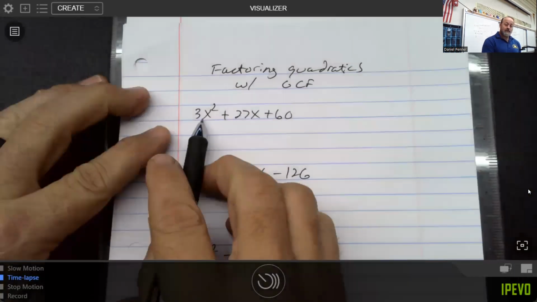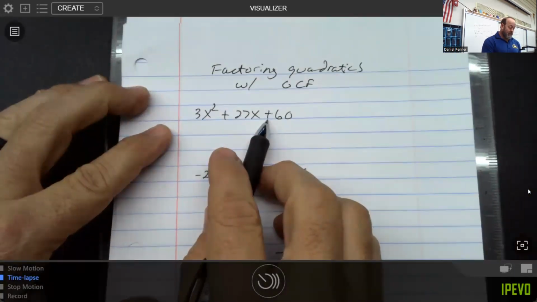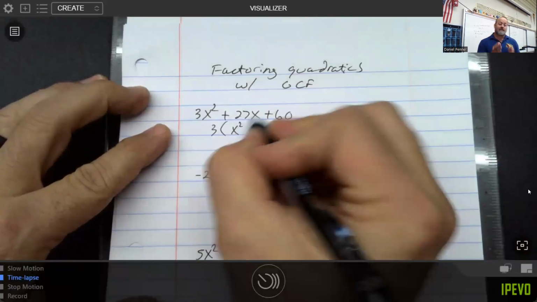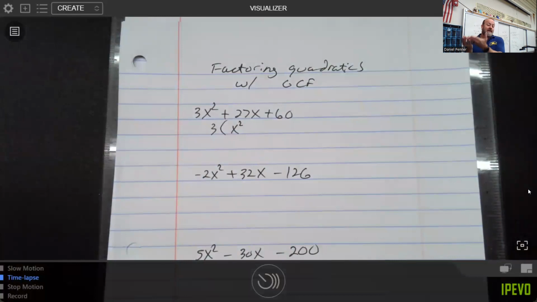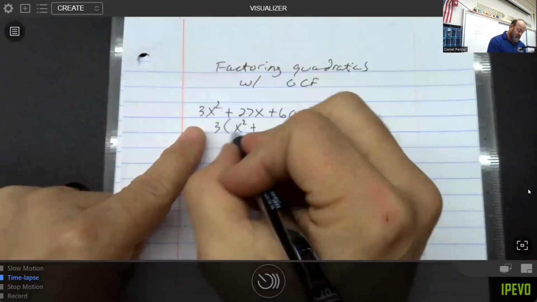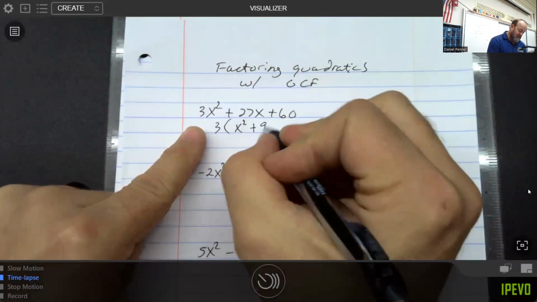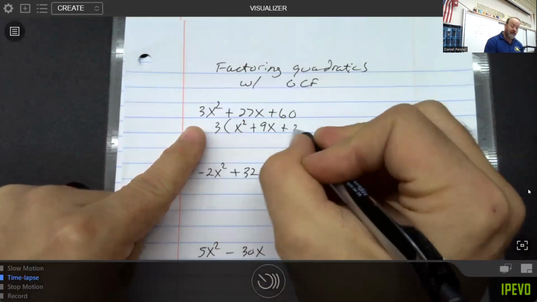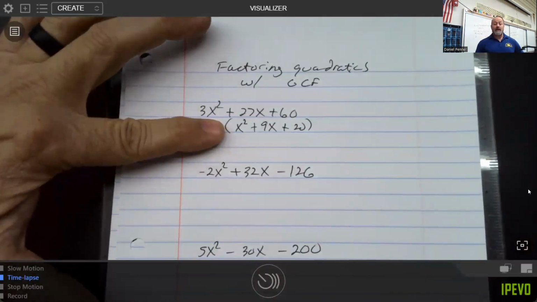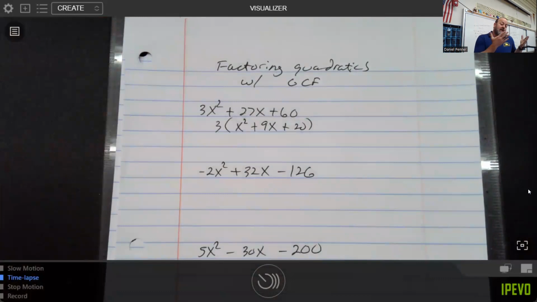So when I look at this problem, the first thing I notice is that every one of these pieces is divisible by 3. And remember, when we say factor, what we're really doing is dividing it into pieces. If I divide the 3 out, I get just x squared, because I divided 27 by 3, and I divided 60 by 3. Now those numbers are much easier to deal with. And that 3 is still part of my story, it's just sitting in front, so I don't need to process it as I go.